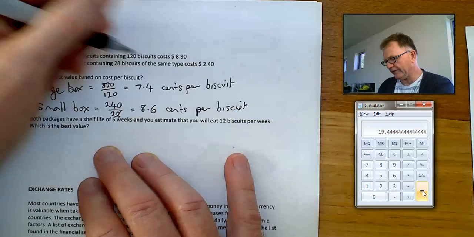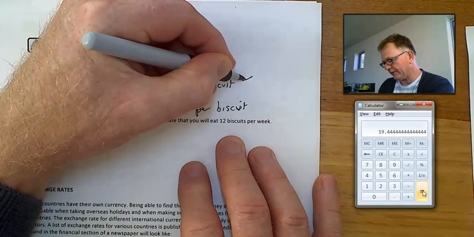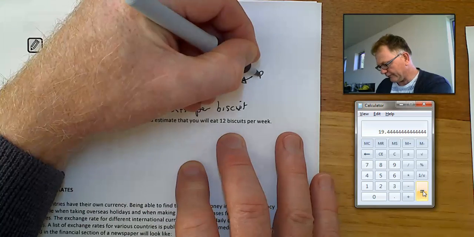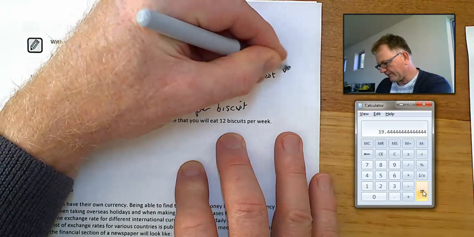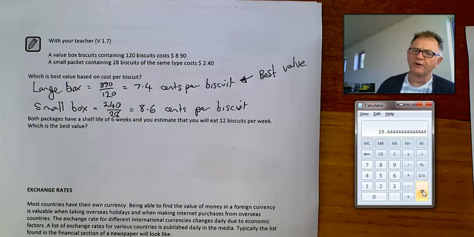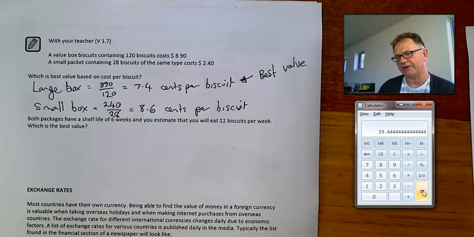Now in this case, it looks like the large box is best value because it's the cheapest cost per biscuit. It won't always work out that way, and sometimes even if it does work out that way, it's not necessarily best value. Take a look at the bit that follows on. Both packages have a shelf life of 6 weeks, and you estimate that you'll eat 12 biscuits per week.